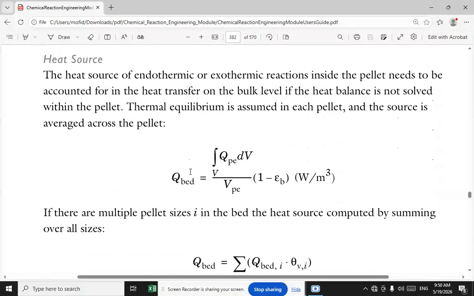Now I want to go to the heat source. The heat source of endothermic or exothermic reactions inside the pellet needs to be accounted for in the heat transfer on the bulk level if the heat balance is not solved within the pellet. Thermal equilibrium is assumed in each pellet and the source is averaged across the pellet. Q bed is equal to the integral, with lower boundary V, of Q pellet, the derivative of V divided by V pellet, multiplied by 1 minus epsilon B. The SI unit is watt per cubic meter.